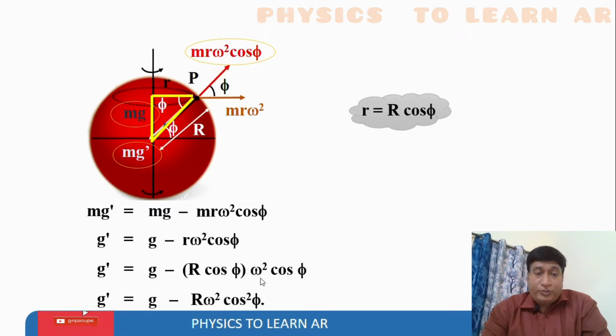So g dash is equal to g minus r omega square cos square phi. With this, we can say that because the earth is rotating, the g dash value is going to decrease. That means it depends upon the value of how much angle it has made with respect to the horizontal.